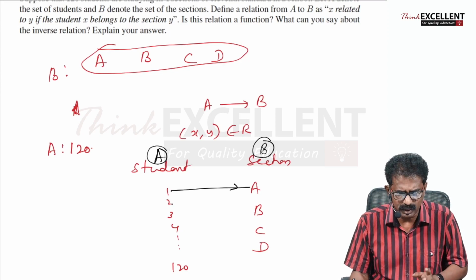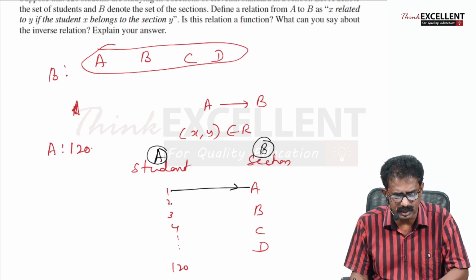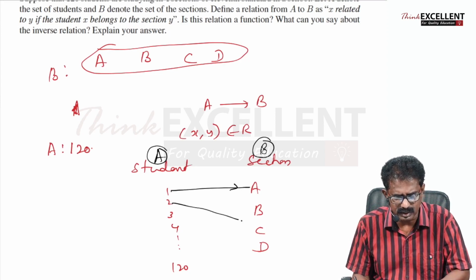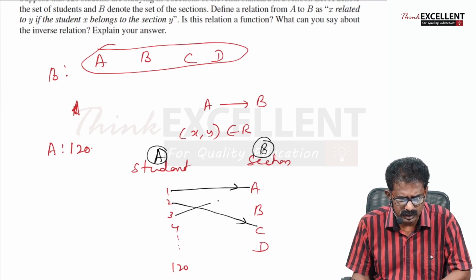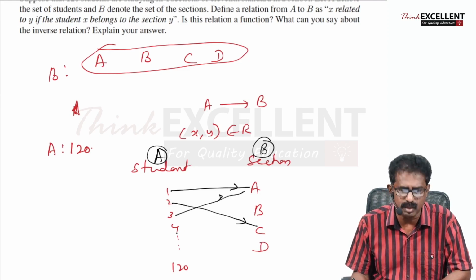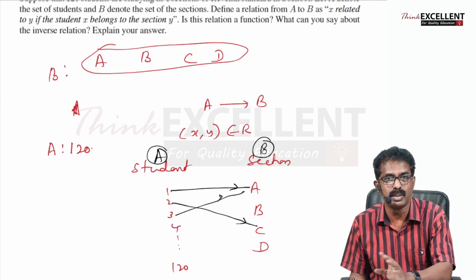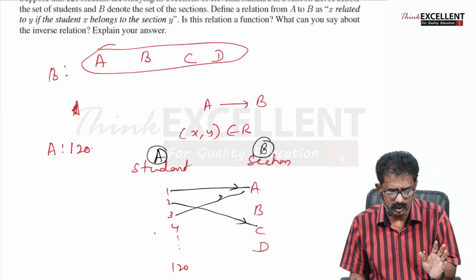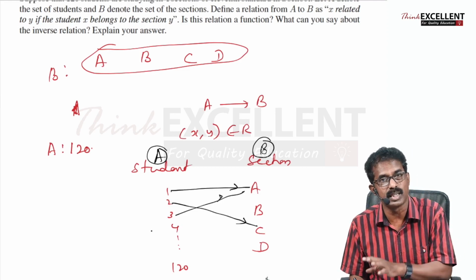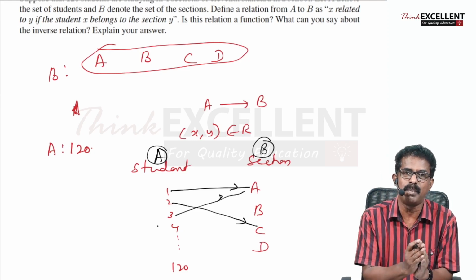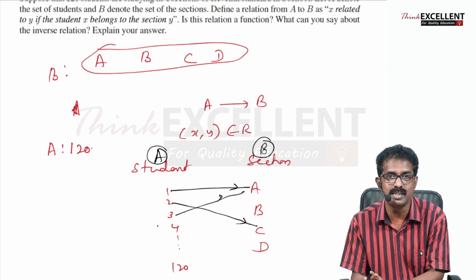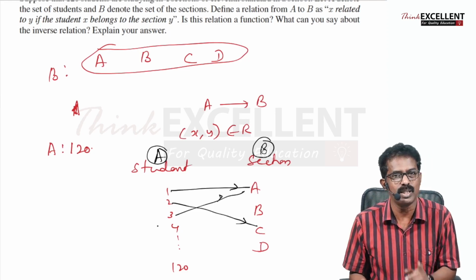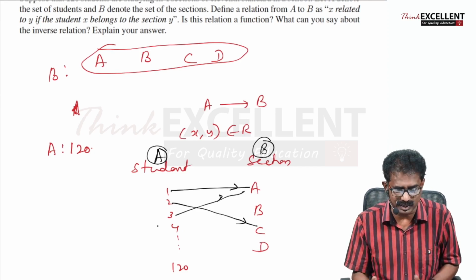Nobody will belong to two sections. Ask the second student, which section? He will say some section, right? So every student says some section. Every student belongs to some section. Nobody is left out, and they cannot be in two sections. So every element of the domain has only one image. So it is a function, A to B.